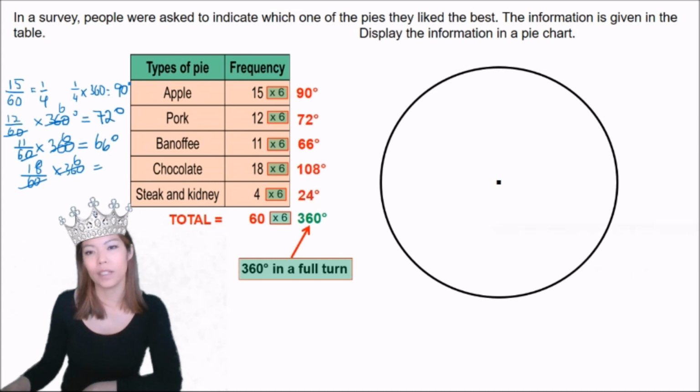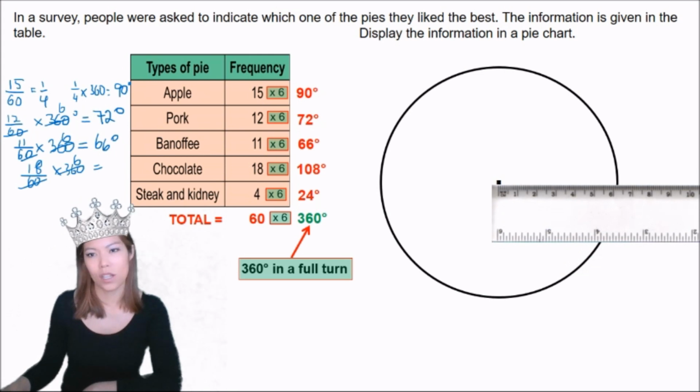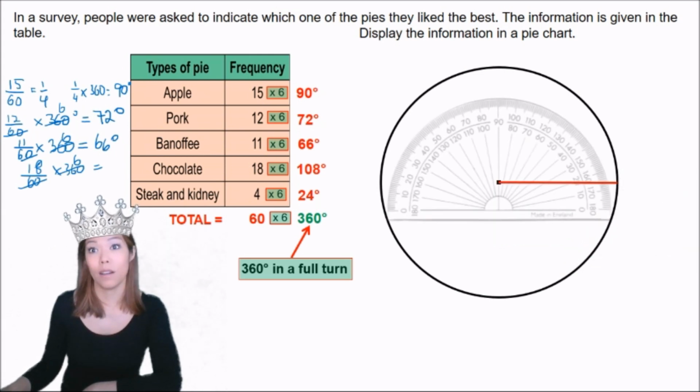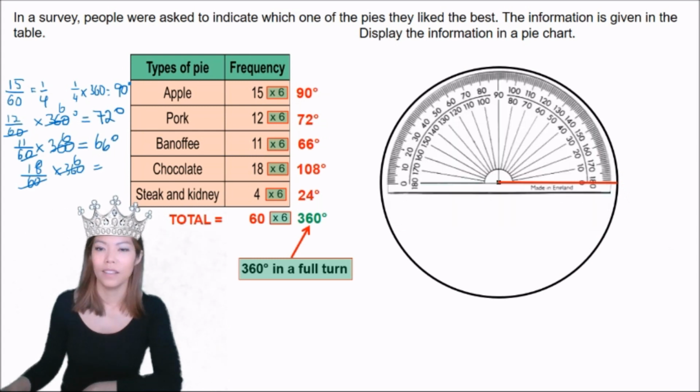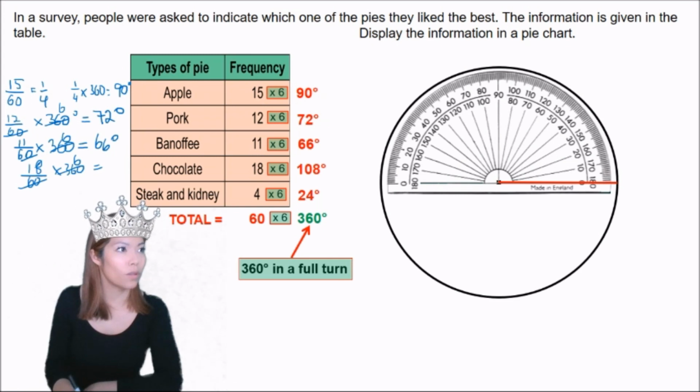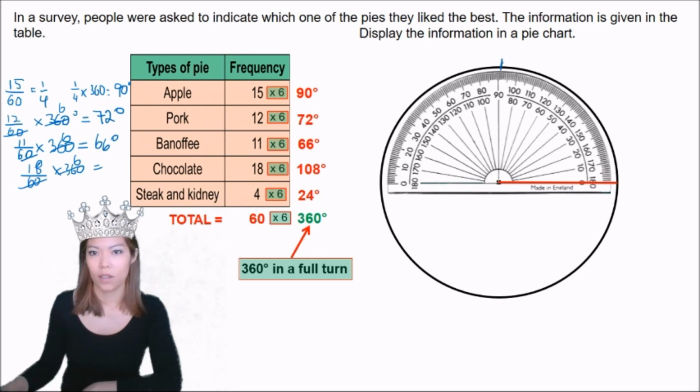Now, how do we draw this? So first of all, you take a ruler and draw a line. It doesn't matter where you start, really. Then you need a protractor, and then you measure out. So the first angle is 90 degrees. So you put a little dot there and you draw a line straight across.